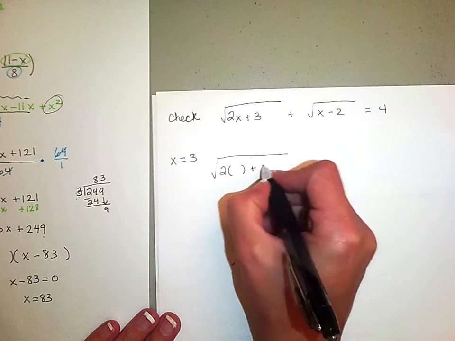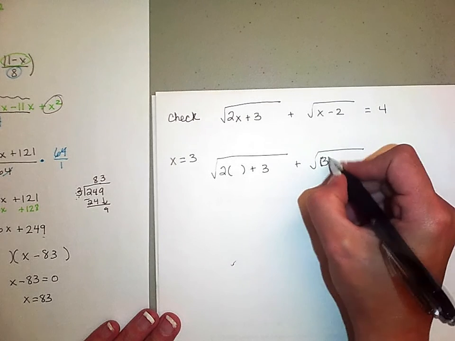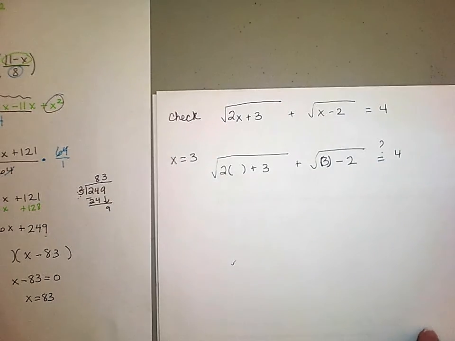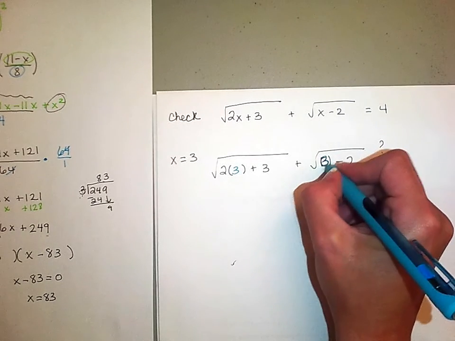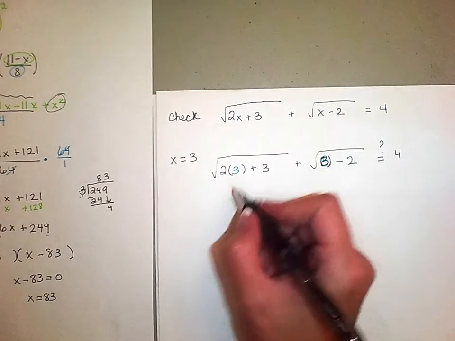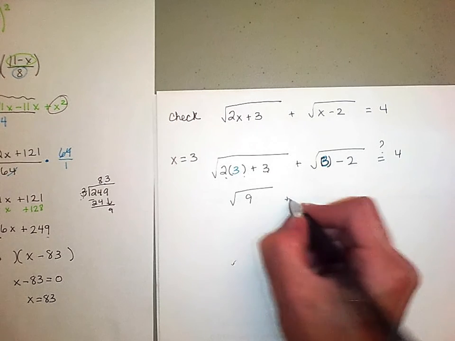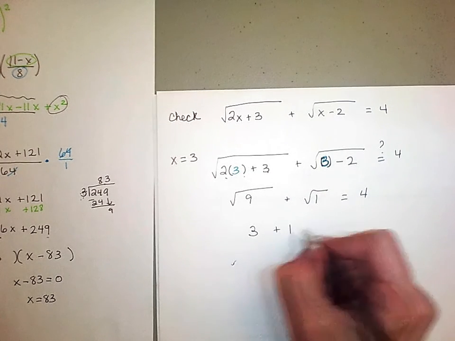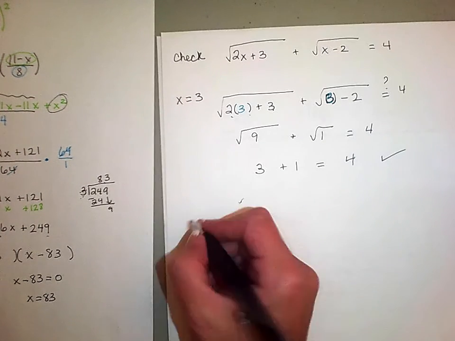So we need 2 times 3 plus 3, minus 2, and does that equal 4? And we're checking the number 3. Okay. So here we have the square root of 6 plus 9, the square root of 1. Does that equal 4? Sure, 3 plus 1 equals 4. That's a good solution.